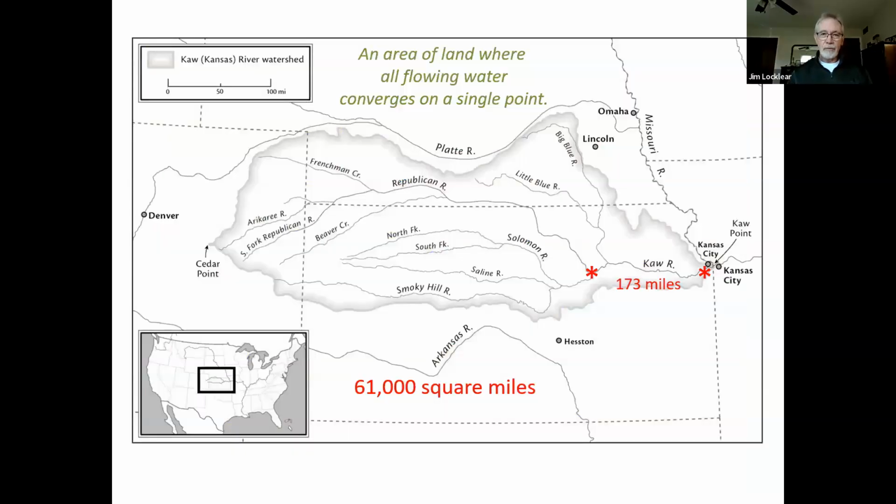A watershed is an area of land where all flowing water converges on a single point, and this map depicts the watershed of the Kaw. You can see it includes part of Colorado, Nebraska, and Kansas. The Kaw River itself is formed by the junction of the Republican River and the Smoky Hill River at the town of Junction City, Kansas, appropriately named, near Manhattan, where Kansas State University is. The Kaw itself is only about 173 water miles from that junction to where it joins the Missouri River at Kansas City. So it's a relatively short river, but it has a big watershed, 61,000 square miles, less than the Platte watershed, but still a big watershed.